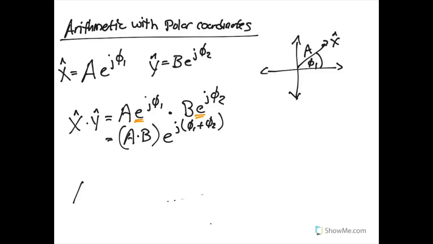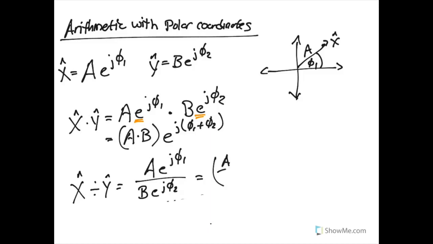In the same way, if I were to divide these two quantities, it would be a e to the j phi 1 over b e to the j phi 2, and my result would be a over b e to the j, and because they are divided, I will subtract the two components rather than add them. So the operations right here, if your value is already in a polar system, are rather straightforward.